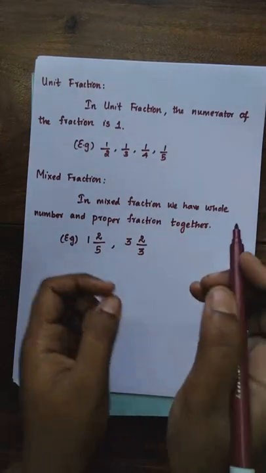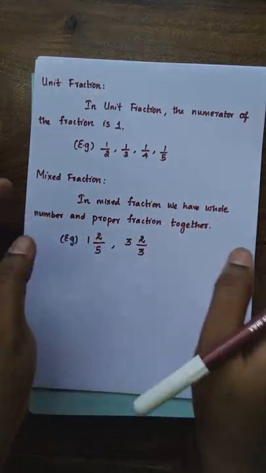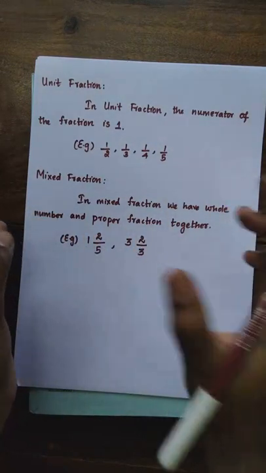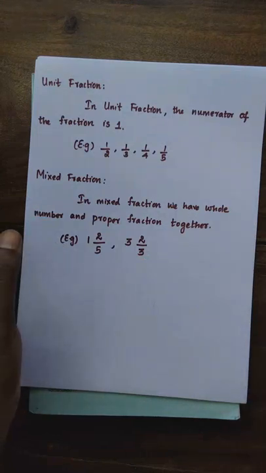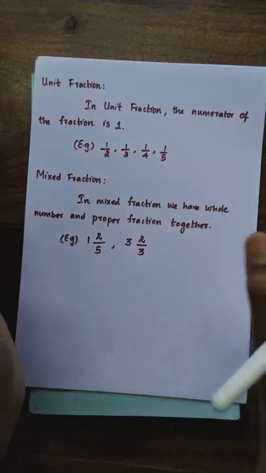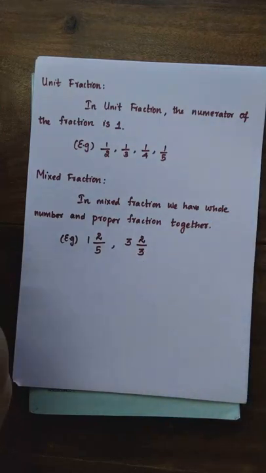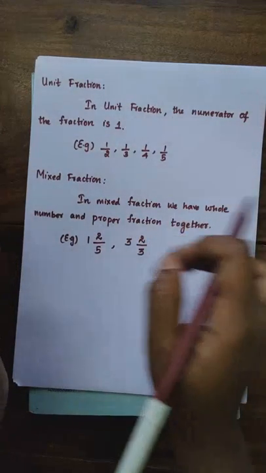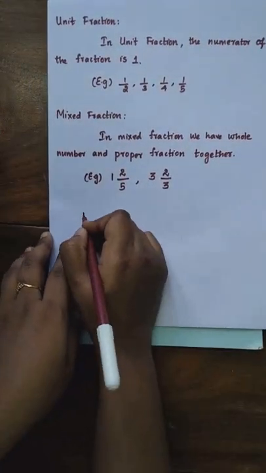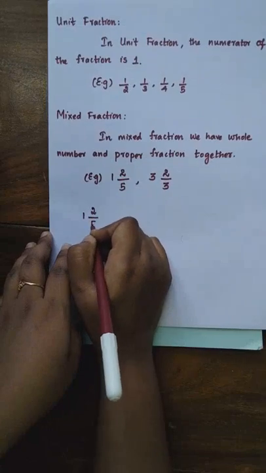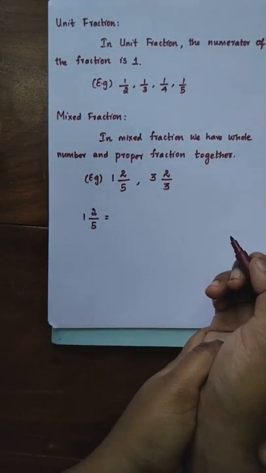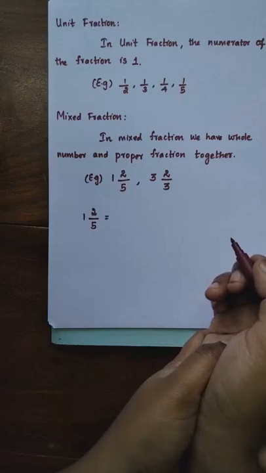Okay, now say how will we convert this mixed fraction into a fraction? That means improper fraction. When you are converting a mixed fraction, you will be getting the improper fraction. Okay, keep it in mind. Now say how will you convert this mixed fraction into an improper fraction? Our question is 1, 2 by 5. How will you convert? Any idea?